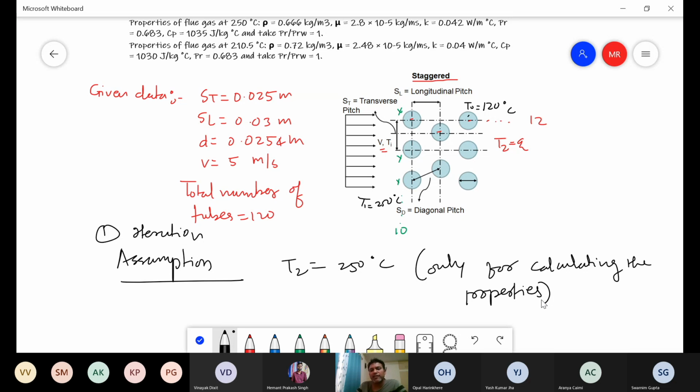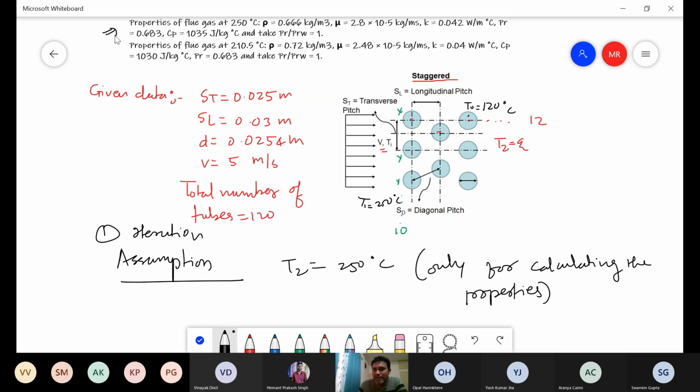So if we consider T2 equals 250, that means the properties at the average temperature are going to be the same as whatever is given in the problem statement here. With this we are going to solve this problem and find the new value of T2. If this new value of T2 is the same as 250, then nothing is required, isn't it?